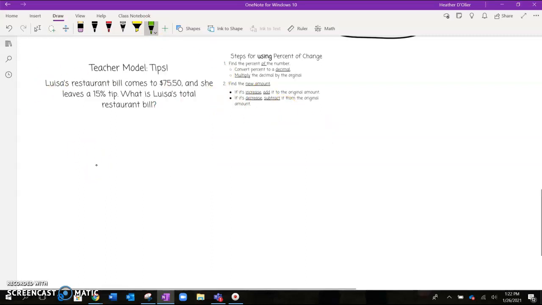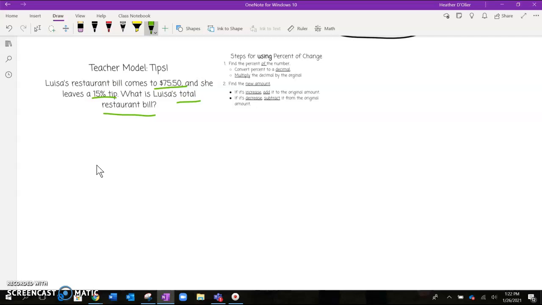It says Luisa's restaurant bill comes to $75.50 and she leaves a 15% tip. What is Luisa's total restaurant bill? It's important that I read that last part because it didn't just say, what is the tip? They want the total. They want what she's paying for the bill and the tip. That's why this is a percent of change problem.